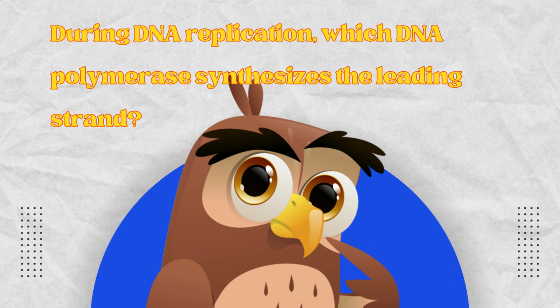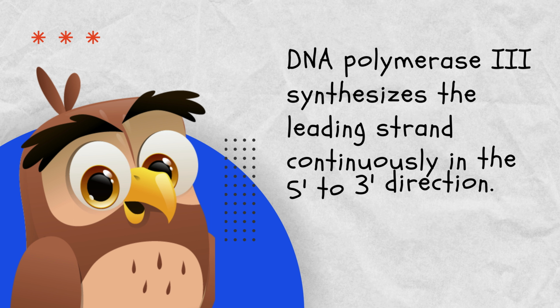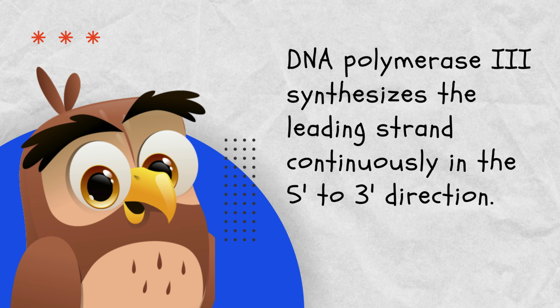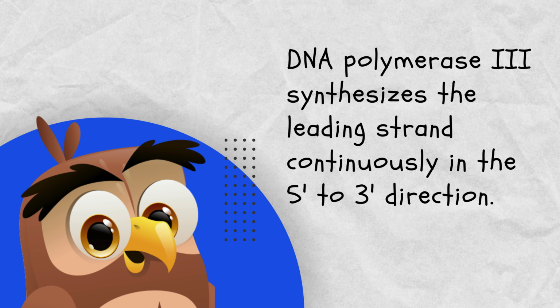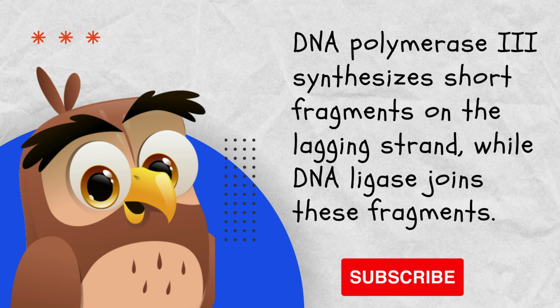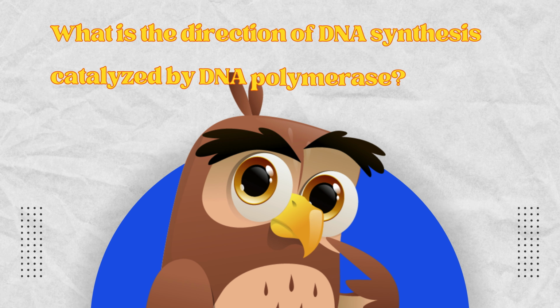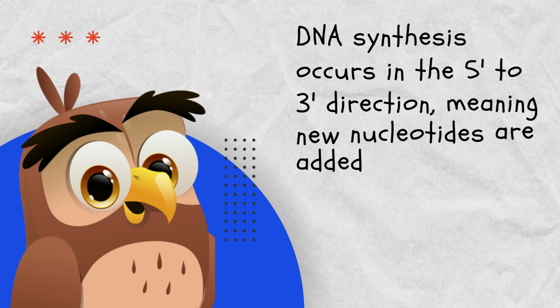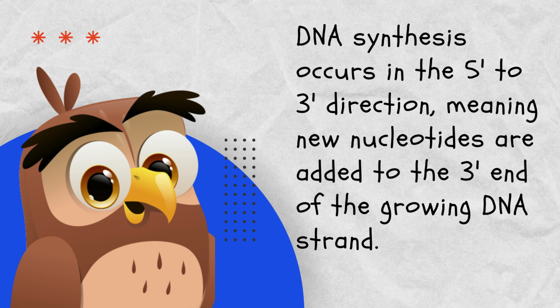During DNA replication, which DNA polymerase synthesizes the leading strand? DNA polymerase 3 synthesizes the leading strand continuously in the 5' to 3' direction. Which DNA polymerase is responsible for the synthesis of the lagging strand? DNA polymerase 3 synthesizes short fragments on the lagging strand, while DNA ligase joins these fragments. What is the direction of DNA synthesis catalyzed by DNA polymerase? DNA synthesis occurs in the 5' to 3' direction, meaning new nucleotides are added to the 3' end of the growing DNA strand.